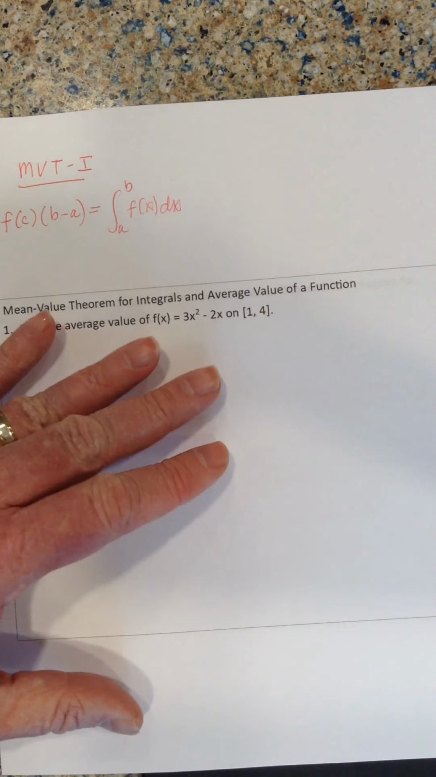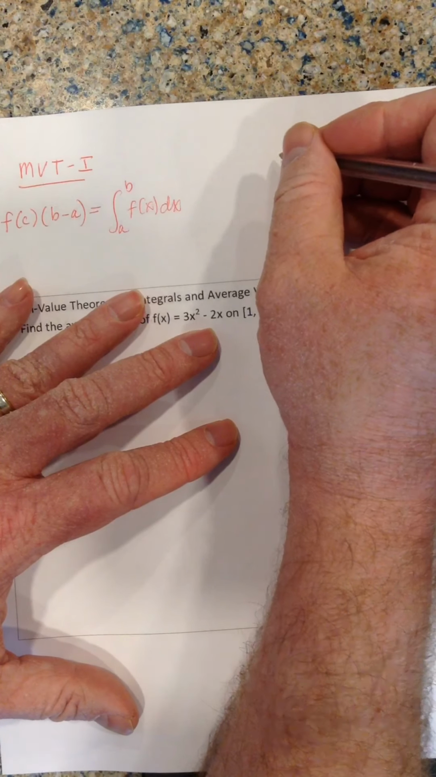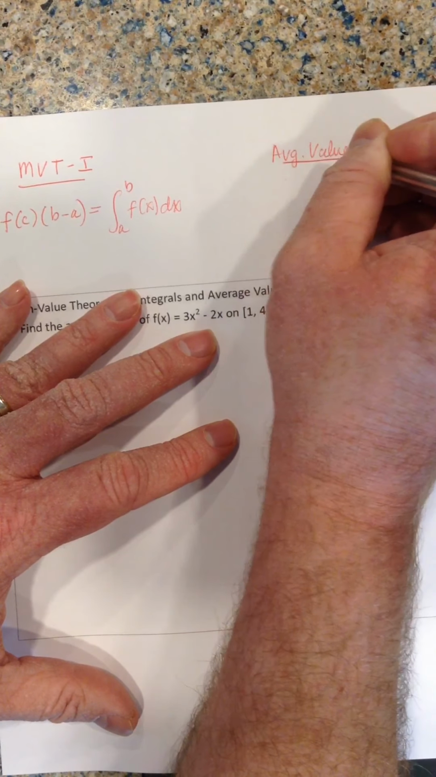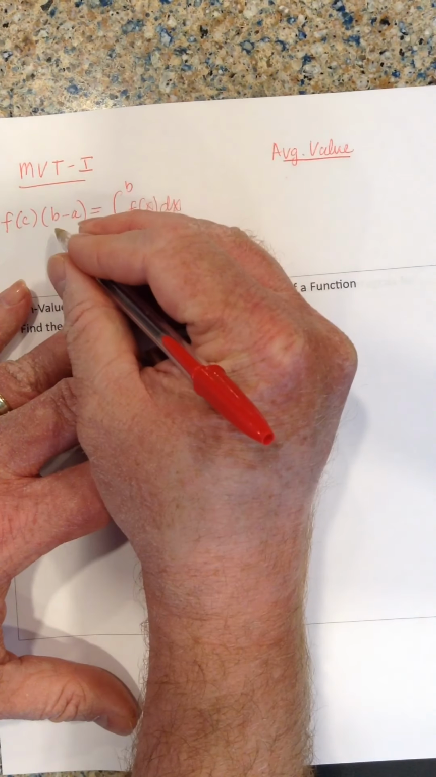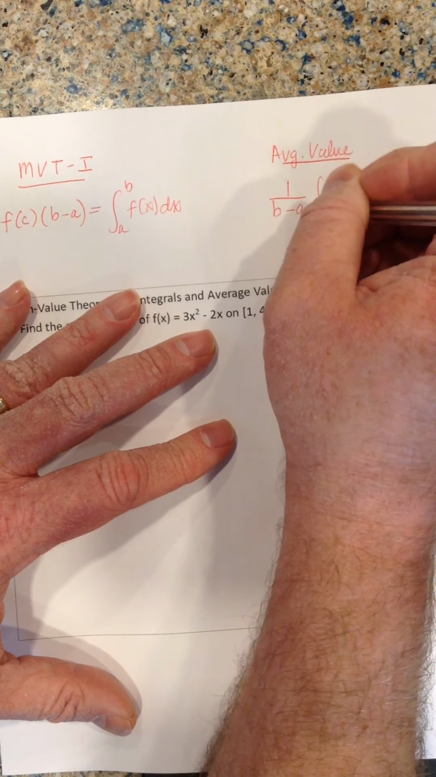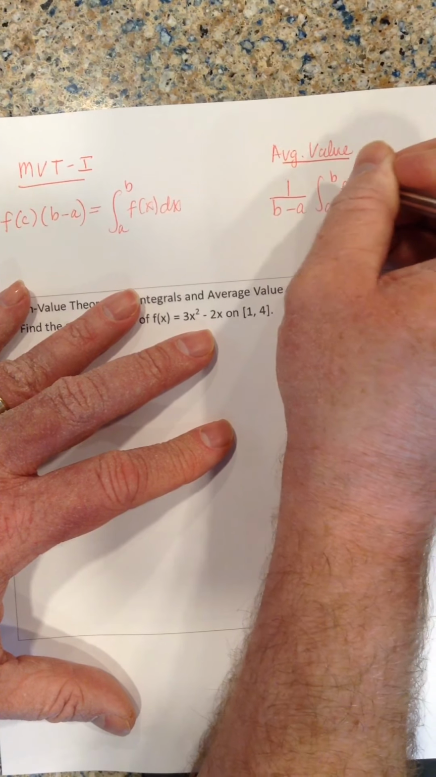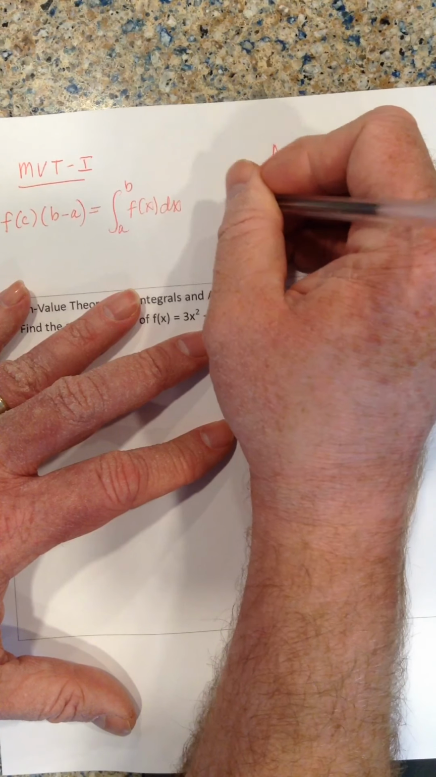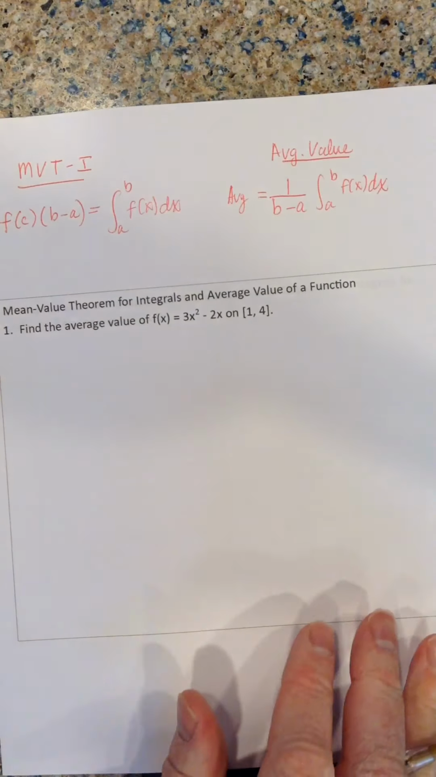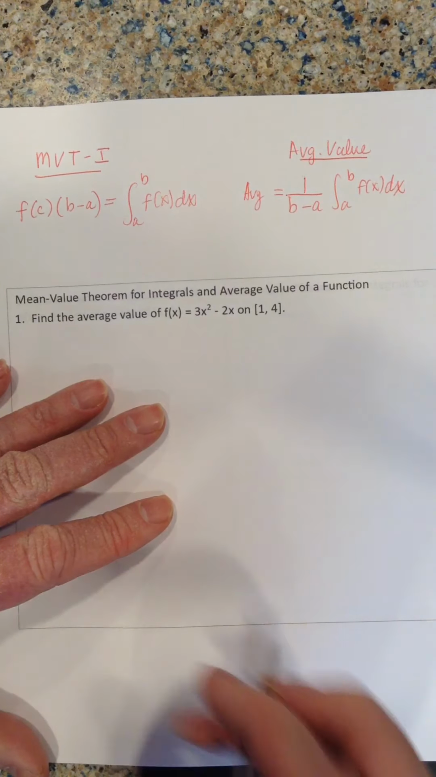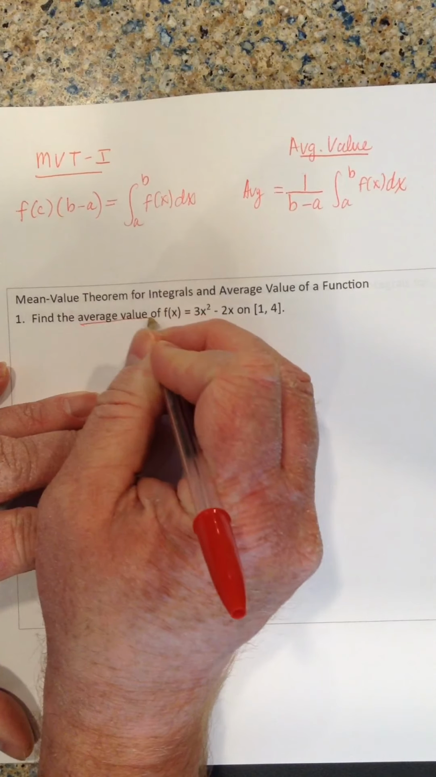Now, the average value of a function is basically the same thing. So if I divide this b minus a term to the other side, I get the average value of a function. So we're going to apply that here on number 1, find the average value.